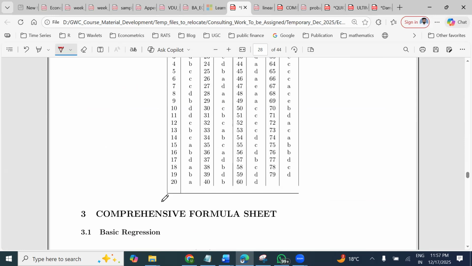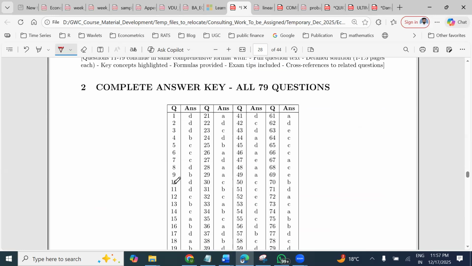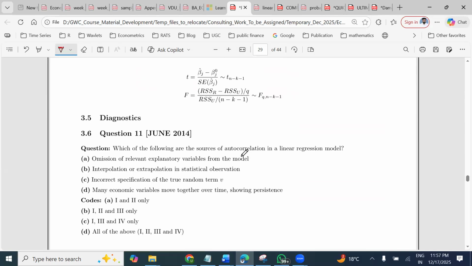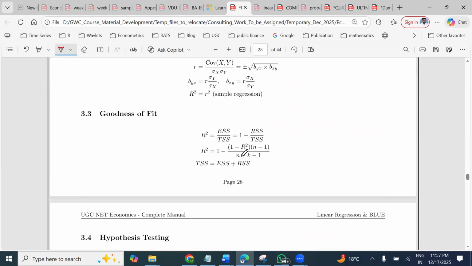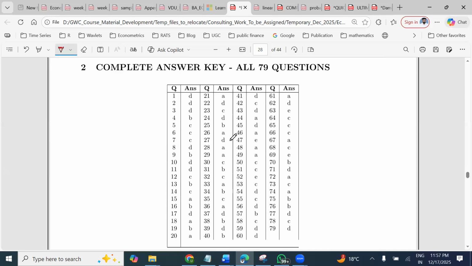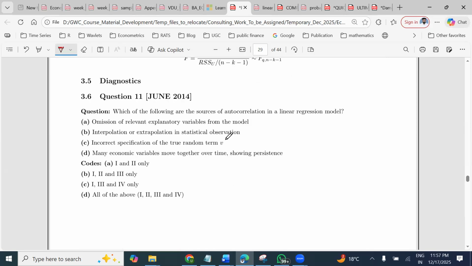Yes, sir. So this answer key, just use it to cross check. Okay, so somewhere if there is a mismatch, you just see. So these are the formulas which we did, which we are going to use. Okay, so question number 11, regression diagnostic.